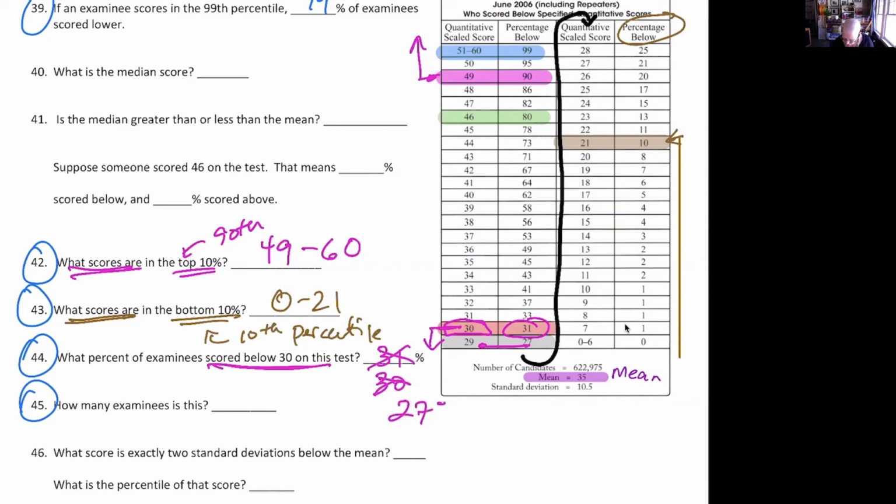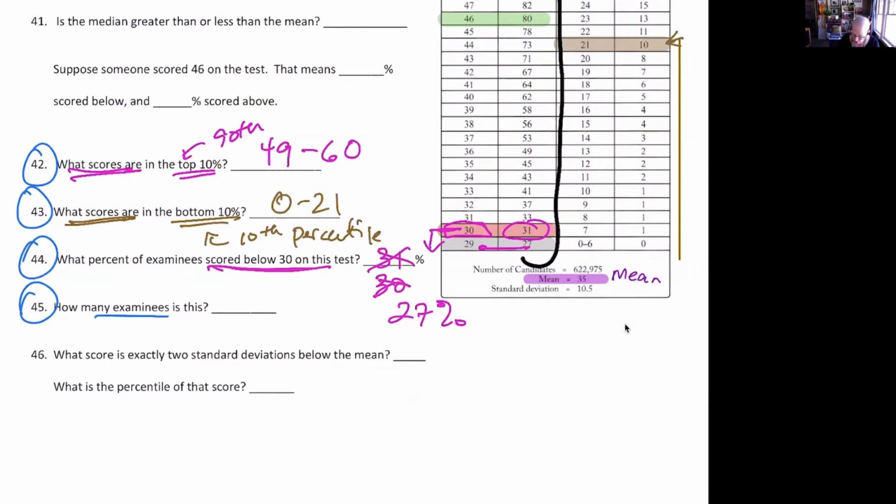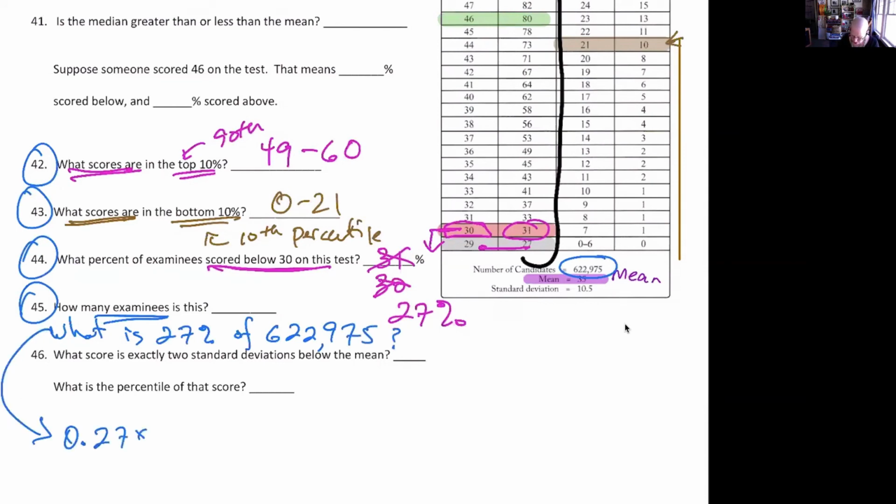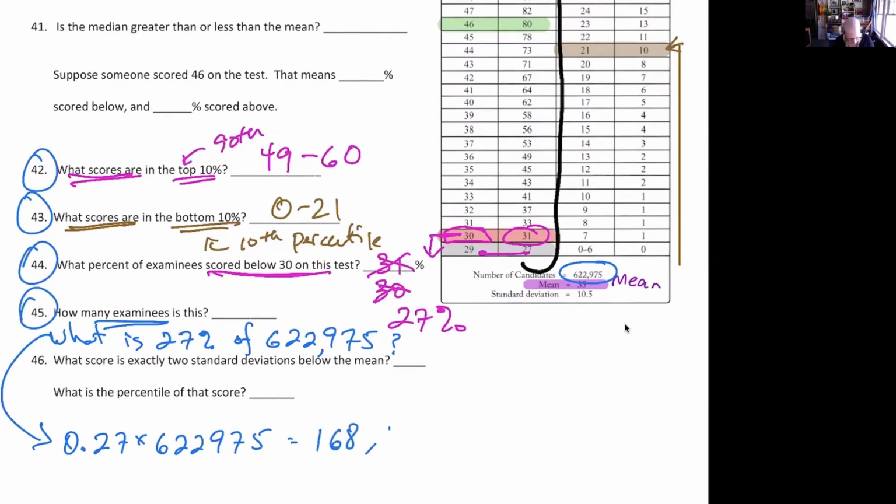So what percent of examinees scored below 30? Scored 29? So that's 27%. Notice there's no 30%. 30% is missing. So it jumps from 31% to 27%. Okay, so how many examinees is that? Well, we'd have to figure out what is 27% of 622,975. All right, so that would be 0.27 times 622,975, which is 168,203. Just to point out, 46 is using that standard deviation like we did with the histograms in lesson 6.